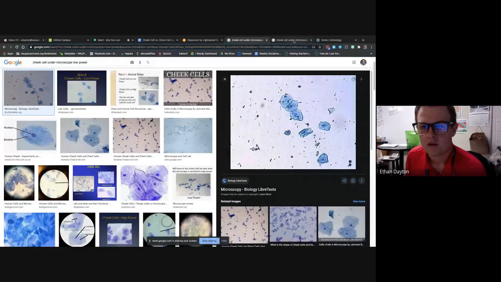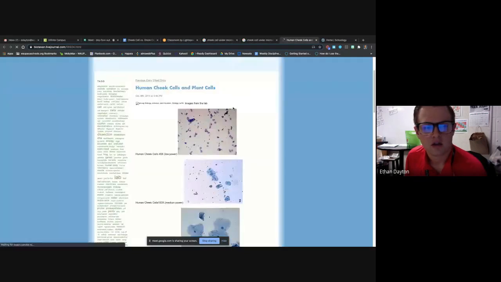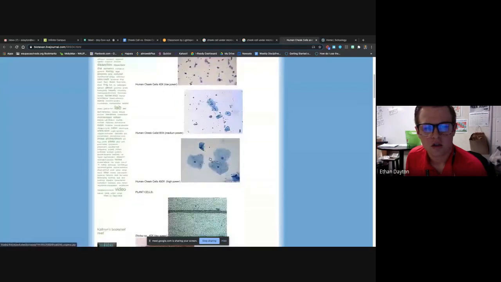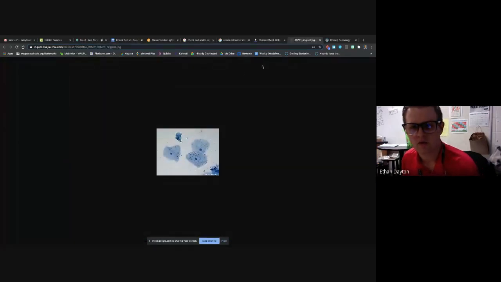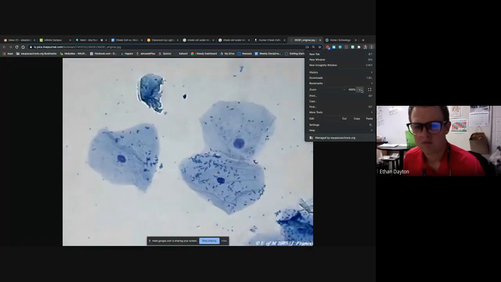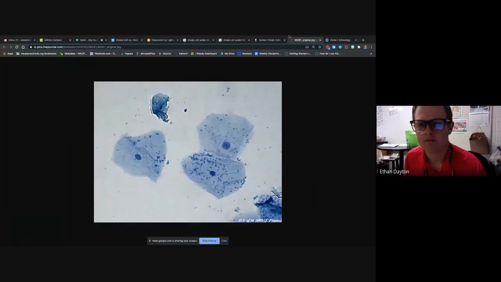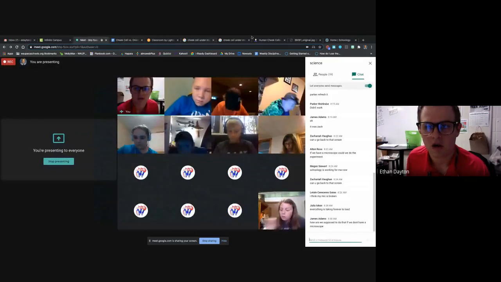Then, we're going to look at this one. Sorry. There we go. To zoom in. Now, this is on medium power, so move on. These are cheek cells on medium power. You can see that they don't look much different. They're just enlarged, right?